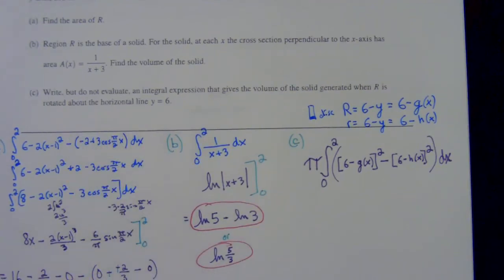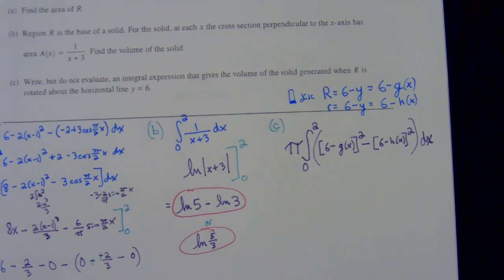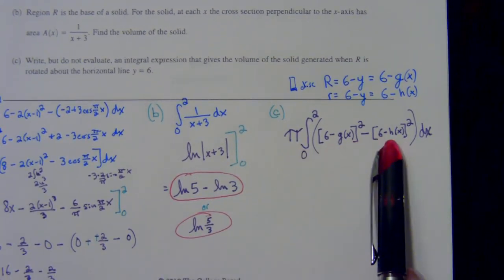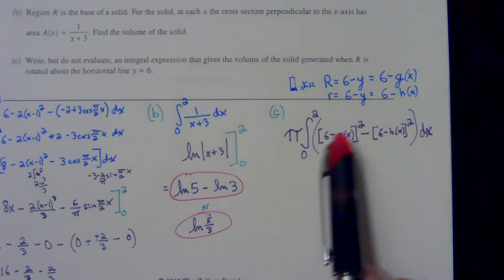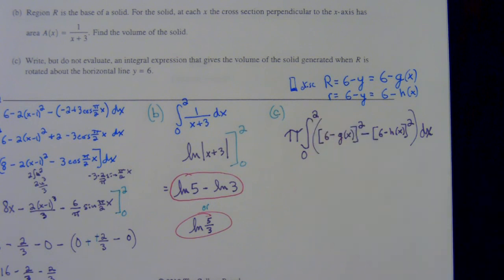Gratefully, no calculator, but doesn't matter. They just said write, but do not evaluate. We just got to set this thing up like we're used to. So pi out in front, capital R squared minus little r squared. That whole thing, you got your dx and you got your numbers attached. It's a dx problem, so go left to right, use the x's that take you across that bounded area right there.